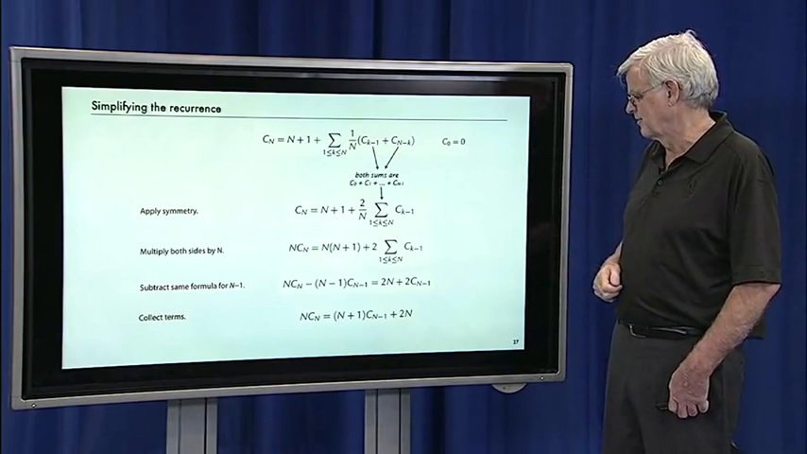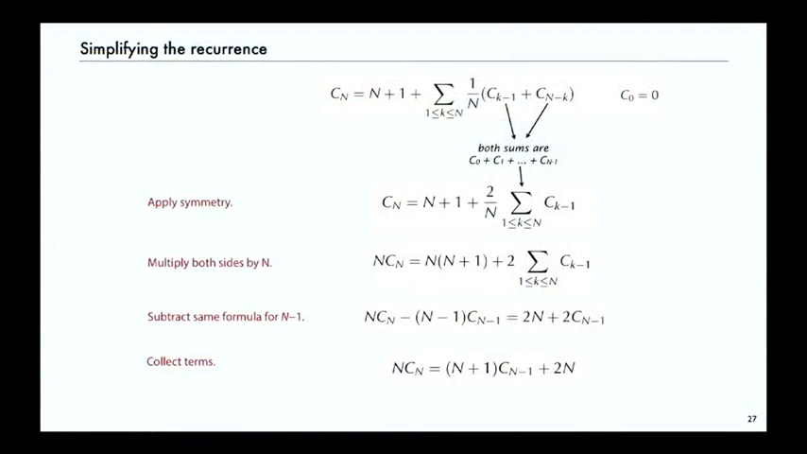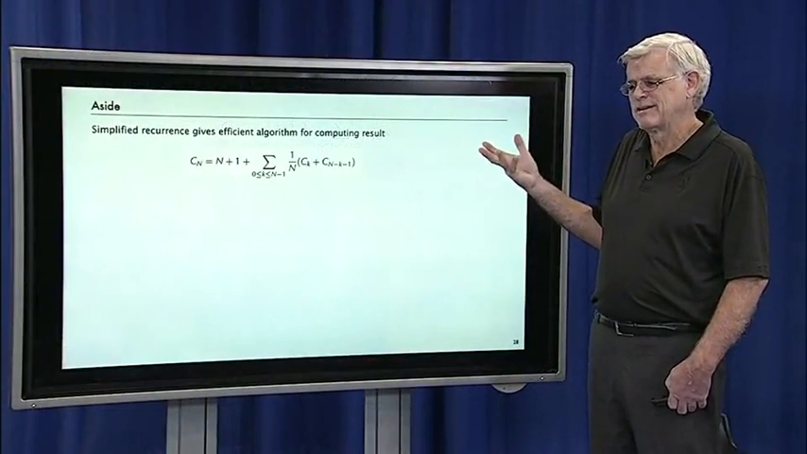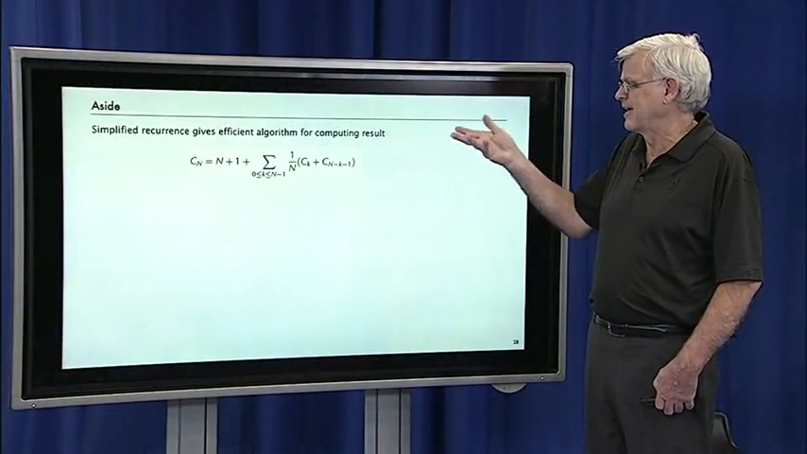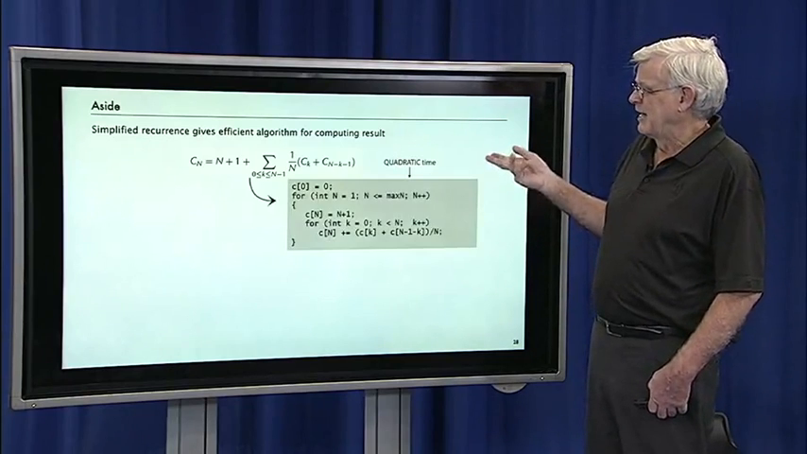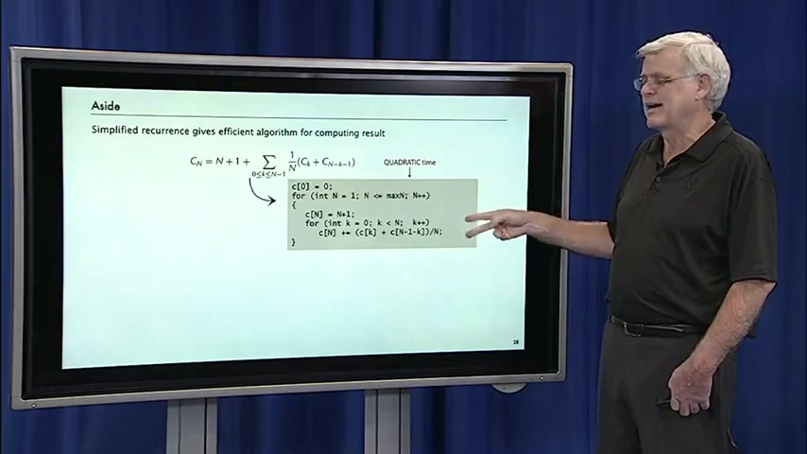And then just collecting terms, we have this very simple recurrence relation describing the number of compares taken by Quicksort at the bottom. It's not a solution yet, but it's way simpler than what we started with, and certainly way simpler than scratching our head looking at the program trying to understand how many compares it takes. So this is a pretty good milestone in the analysis of this algorithm, because we now have a pretty efficient algorithm for computing the result. If we try to compute the result from the original recurrence, it'd take quadratic time.